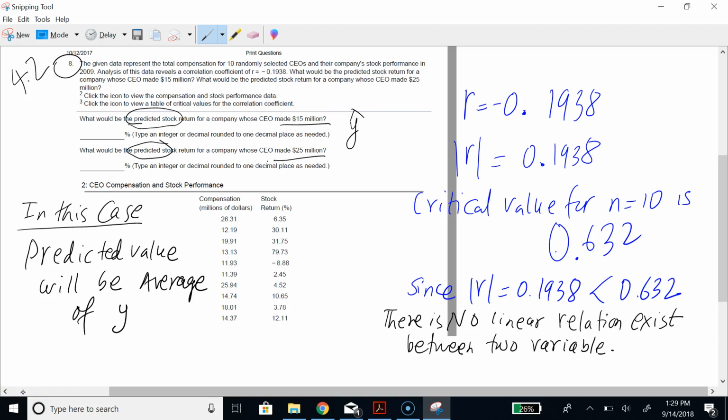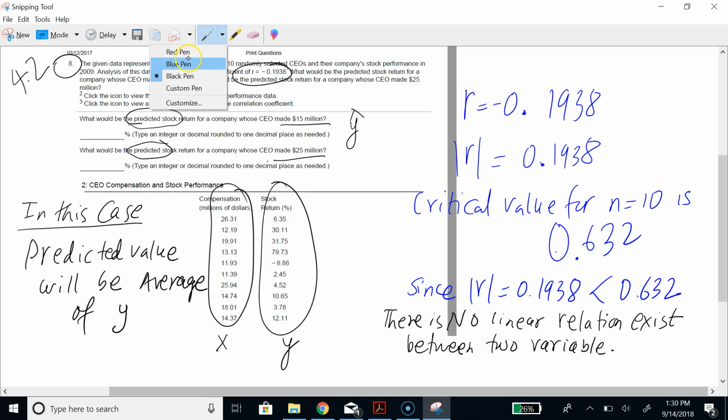Okay, to find the predicted value, first you have to find if a linear relation exists between the variables or not. Remember that this is the x variable, which is the explanatory variable. This is the y variable, which is the response variable. To find the linear relationship between the variables, you have to find r first. That is called the linear correlation coefficient, found using a calculator, but you don't have to find it here because it's given.